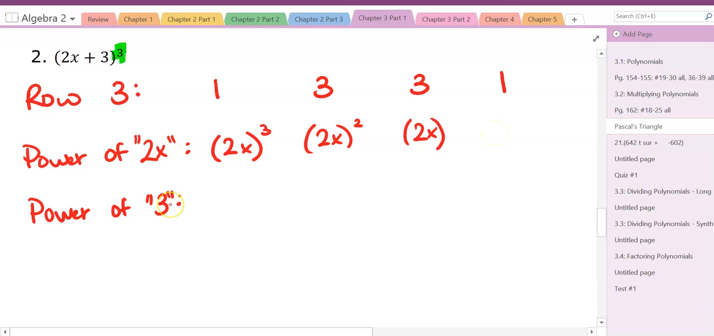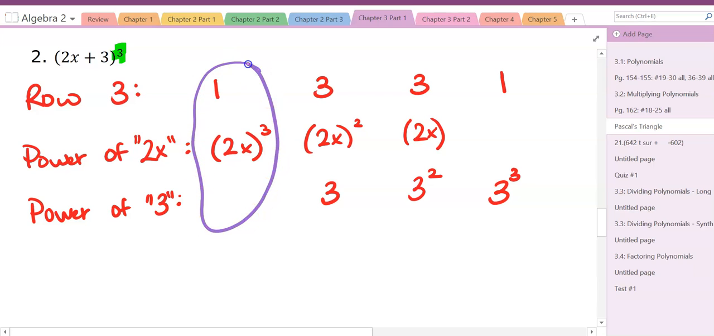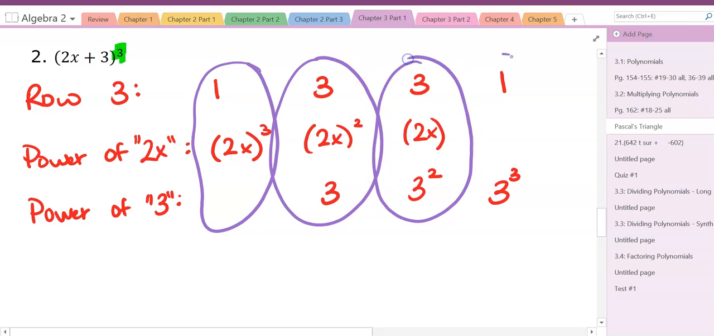Okay, starting with 3 then, I start at the very end. And I put 3 to the 3rd. Now this one's just a number, so I don't have to worry about doing parentheses or anything different. And then I just work my way back to the left. So the next one says 3 squared, and then 3. Okay, I still circle my columns here.